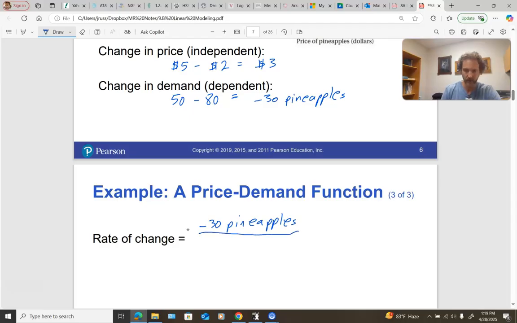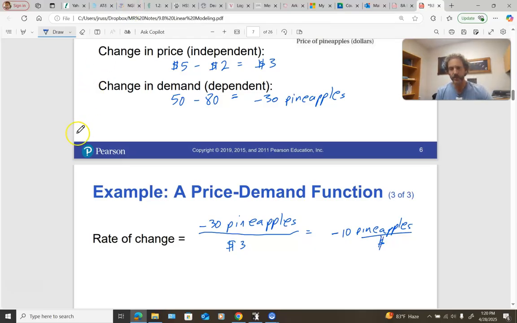Okay, over. The difference in price is $3. Okay, and so when we divide these out, 30 divided by 3 is 10. And a negative divided by a positive is a negative. So we get negative 10 pineapples per $1. Oh, well, I put that dollar sign in the wrong spot. Negative 10 pineapples per $1.